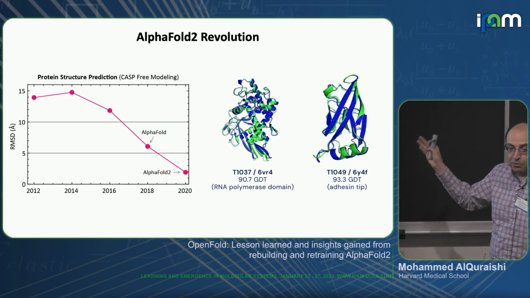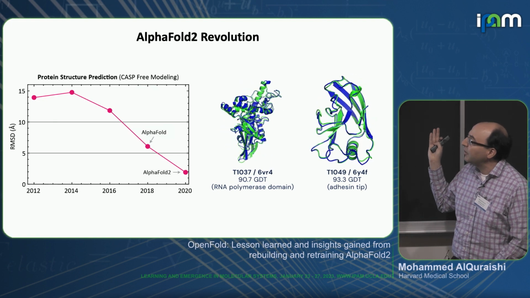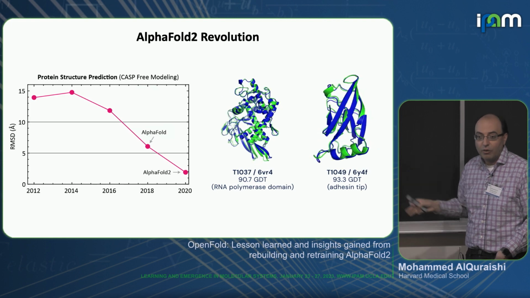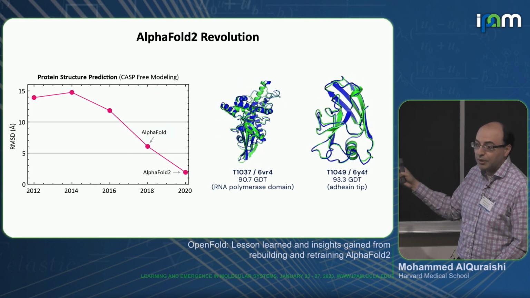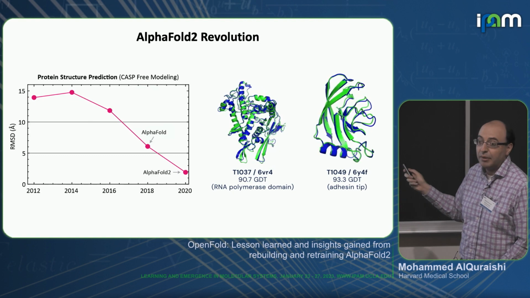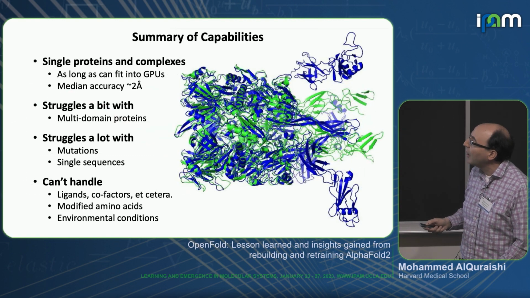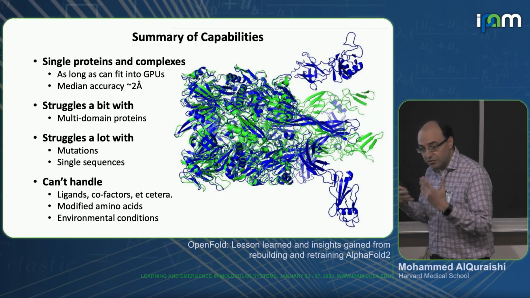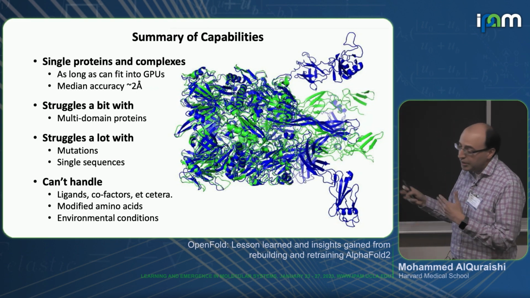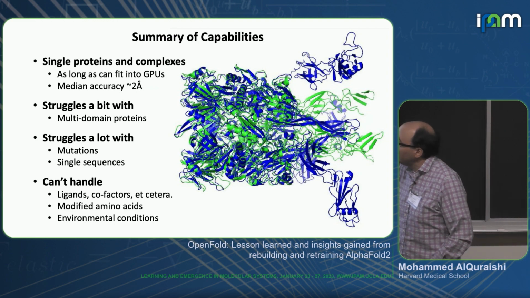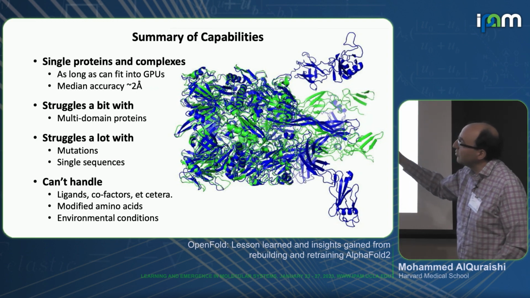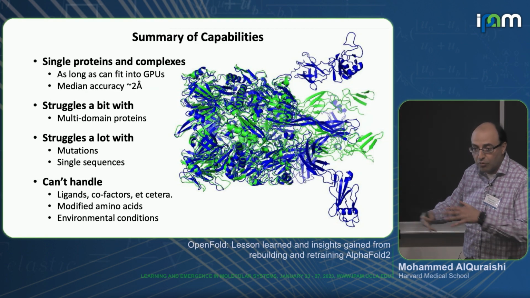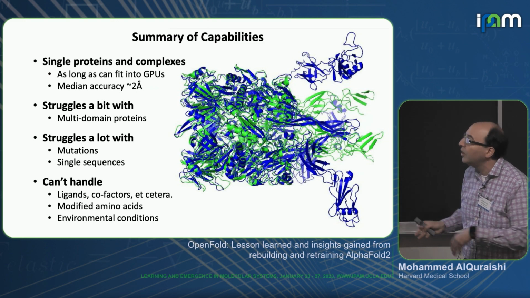I would argue that's probably the most impressive demonstration of machine learning in the physical sciences. This is the one area where we can definitively say this was a real problem, and a very big dent has been made into solving it. Now, just to summarize, AlphaFold2 does some things really well, but it still struggles with others. For protein complexes or individual proteins, median accuracy is on the order of 2 angstroms, and the limitation there is just how big your GPU is, how much you can stuff into RAM.